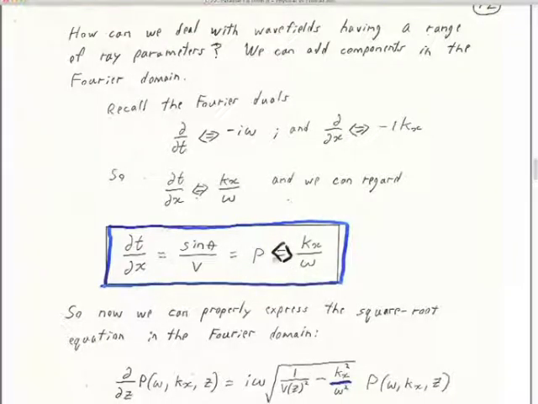And we can just, as I had done here originally, write it as an equals and make a substitution. Any equation that contains the ray parameter, we can put in the Fourier domain just by substituting kx over omega for the ray parameter. And thus we can handle it in the Fourier domain.